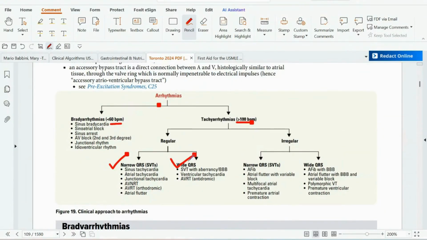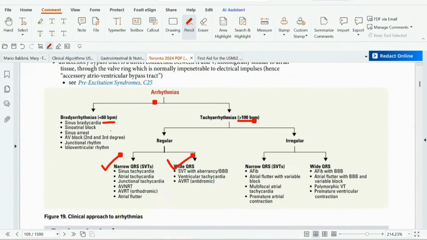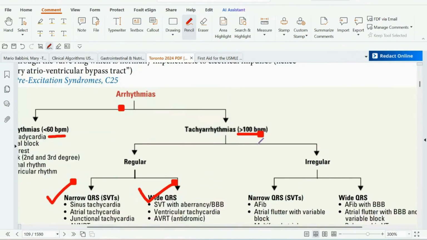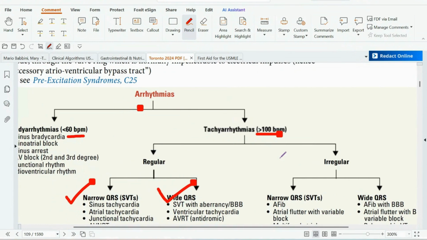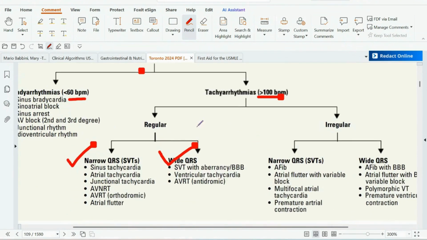So how are arrhythmias divided? They're divided between, first, bradyarrhythmias, less than 60 beats per minute, or tachyarrhythmias, greater than 100. That's the first difference. Now, with bradyarrhythmias you don't really need too much differentiation. It's usually just understanding heart blocks and stuff. We'll go into it. For tachyarrhythmias, the first thing they mean is narrow versus wide.